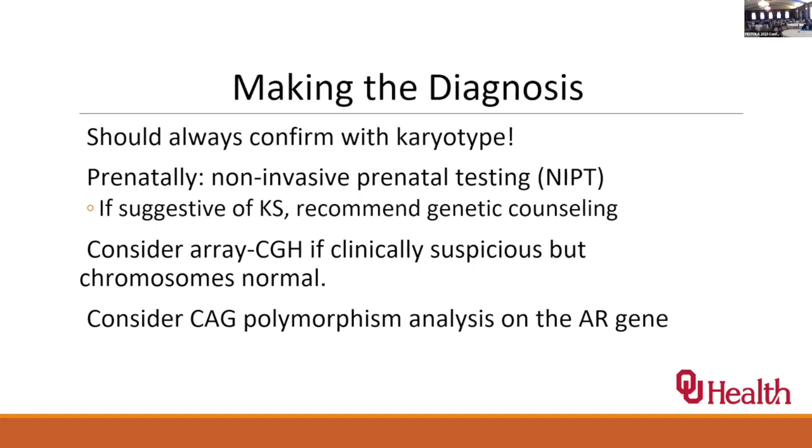If we do a karyotype, but we strongly suspect Klinefelter and it does not appear to be Klinefelter, a microarray could be helpful. This may help us determine some smaller changes in the chromosomes. We could always consider doing the CAG polymorphism for the androgen receptor gene. This is not routinely recommended, but if we feel like there is hypogonadism early in life and we otherwise suspect Klinefelter, it may be helpful.